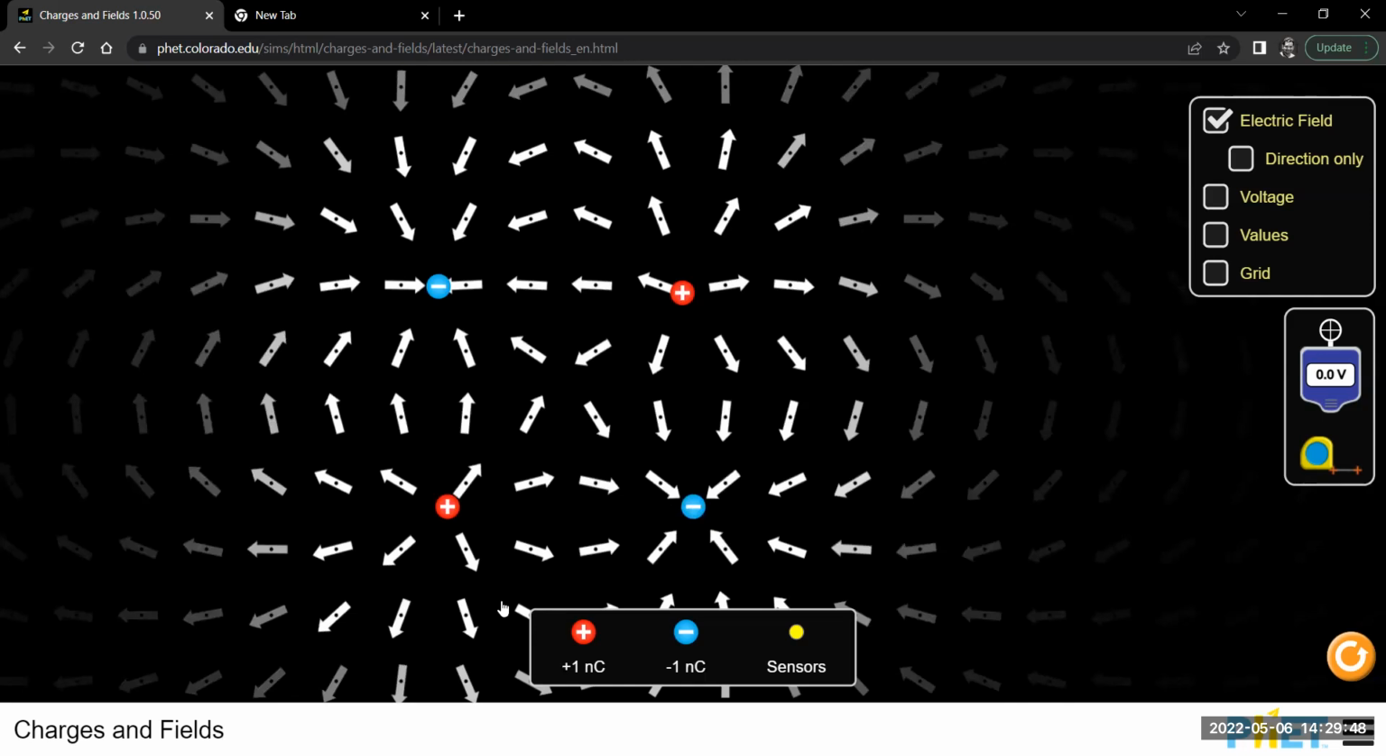So if I annotate, you can see something. Let me annotate. You can see the field lines here are like this, but they are going somewhere here. They are going something like this, something like this.